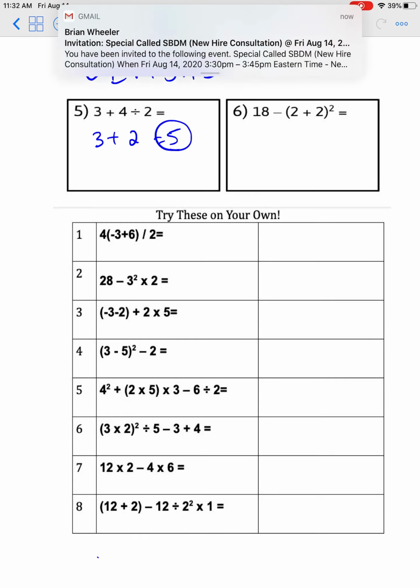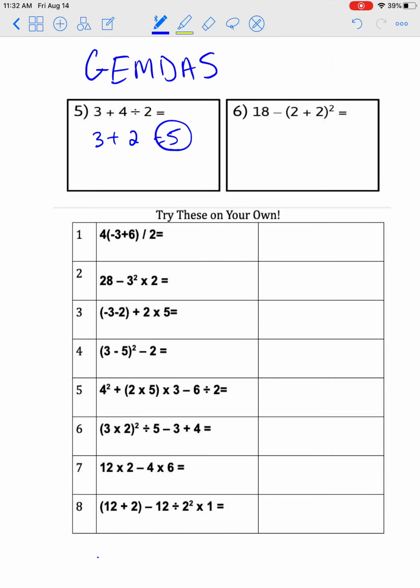Number 6, is there grouping? Yeah, there is grouping, right? 2 plus 2 is 4. I have my little square. I've got to do my exponent first. 4 times 4 is 16. And then 18 minus 16 equals 2. Okay?